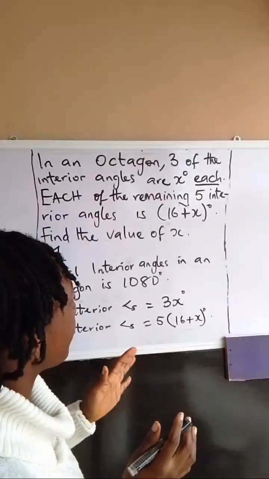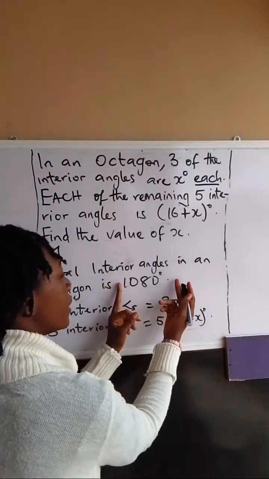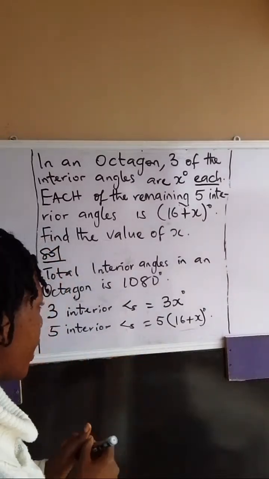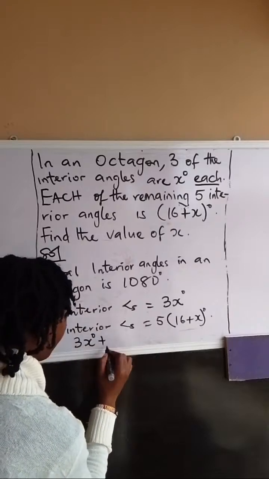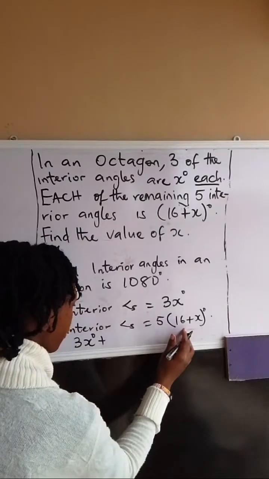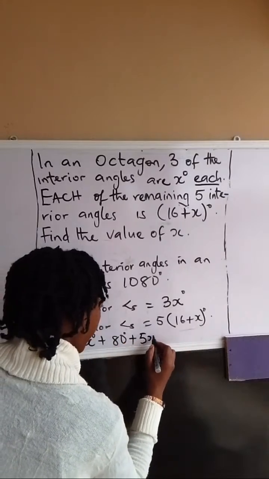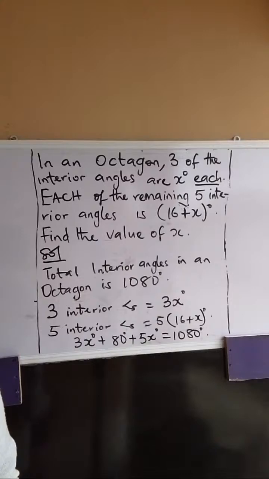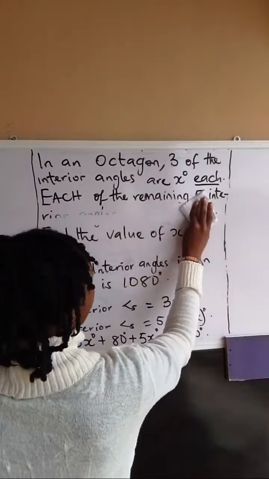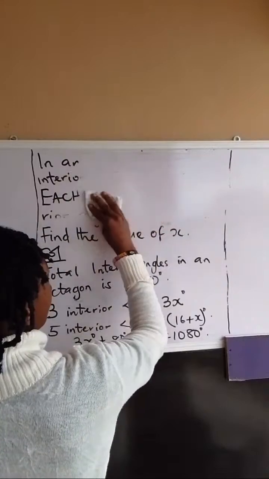So the next thing we do, we're going to add this up together to result to that angle. So we're going to have it as 3x degrees plus 5 times this. That will give us what? 80 plus 5x degrees equals 1080 degrees. Isn't that so? I'm going to be wiping this part, the question, I'm sorry if I'm wiping it off, there's no space.